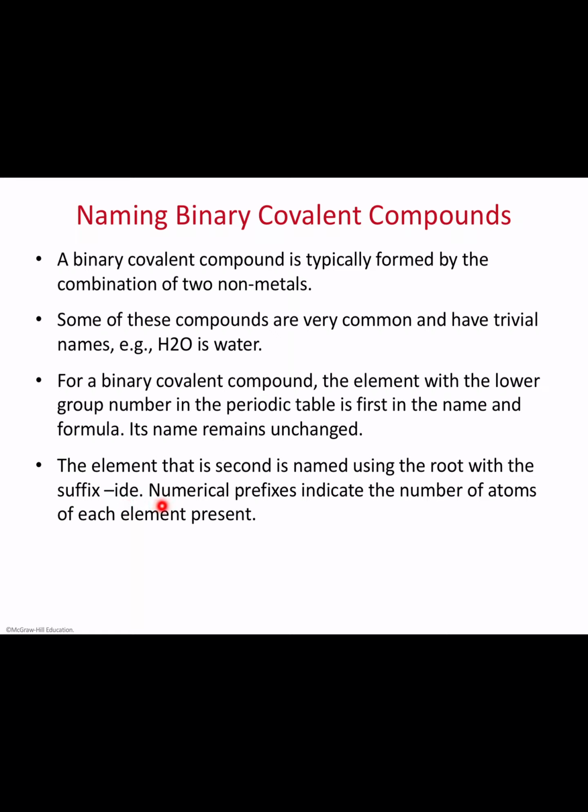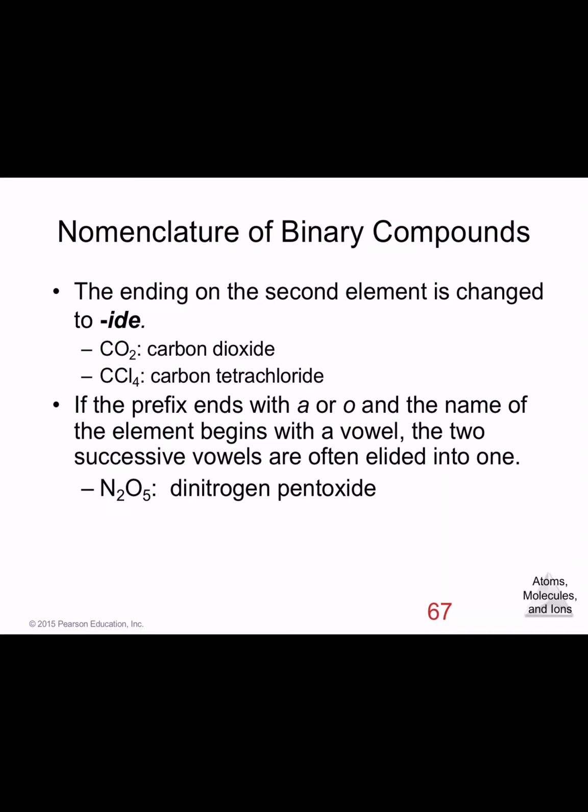Okay, but in ionic compounds we don't use any numerical prefixes. Here we're going to be using numerical prefixes. Numerical prefixes indicate the number of atoms of each element present. But we're not going to name the first one. If it has 1, we don't call it mono. That's the only difference. Now let's look at binary compounds, how we name them. The ending on the second element is changed to "ide."